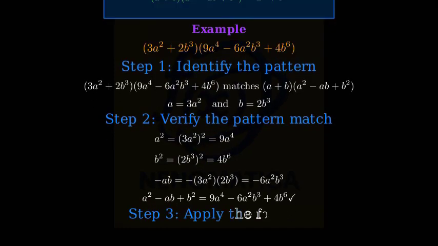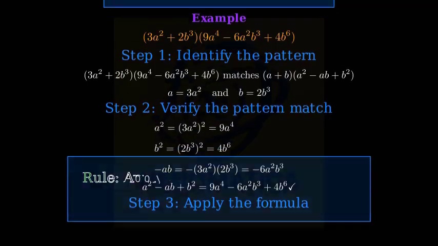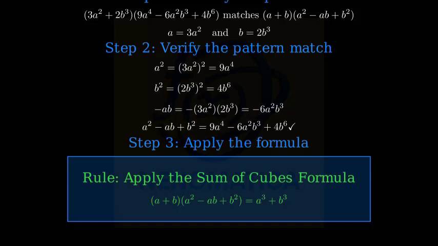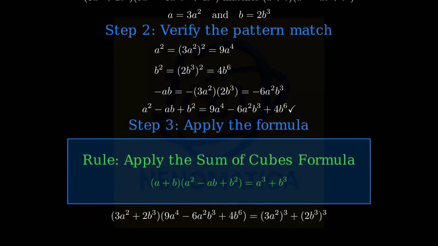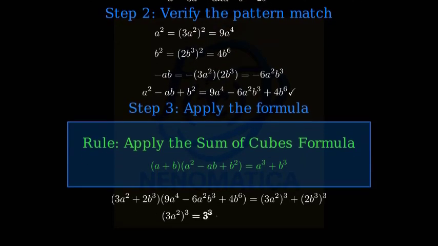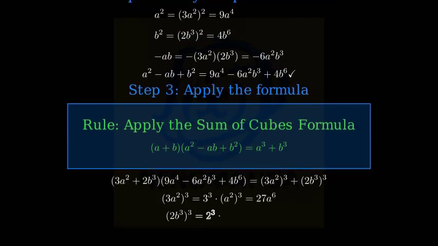Now that we've confirmed our pattern match, we can apply our special product formula. According to our rule, the expression equals a cubed plus b cubed. So, substituting our values, we get 3a squared cubed plus 2b cubed cubed. Let's simplify this. 3a squared cubed equals 3 cubed times a to the sixth, which equals 27a to the sixth, and 2b cubed cubed equals 2 cubed times b to the ninth, which equals 8b to the ninth.